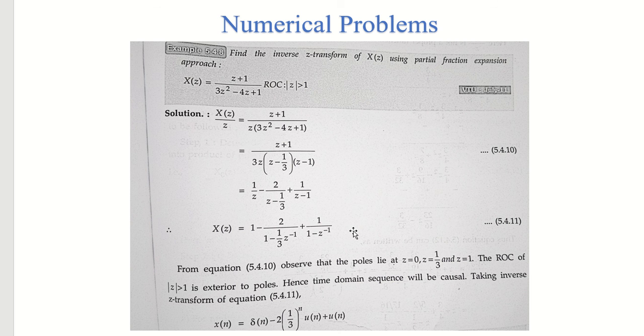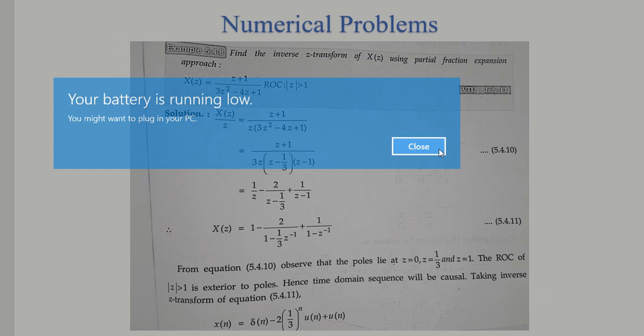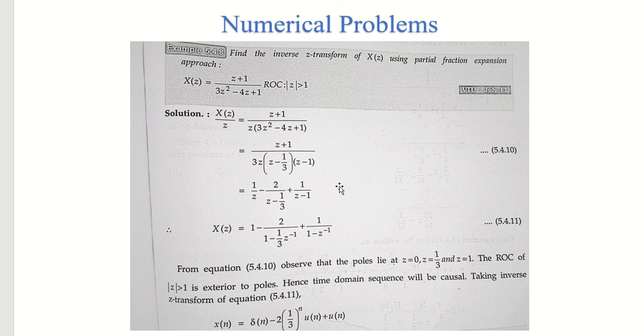And from this equation we can see that the poles are z equals 0, z equals 1 by 3 and z equals 1. We talked about it earlier. The ROC of my signal will be |z| greater than 1, which is exterior to the poles as we saw earlier, and hence the time domain sequence will be a causal signal. Taking the inverse Z transform of this equation, we will get x(n) equals delta(n). Basically this is the formula for the Z transform of delta. If you remember, we discussed it in the earlier lecture.